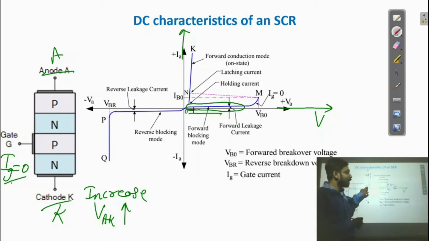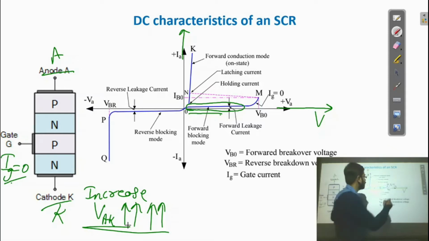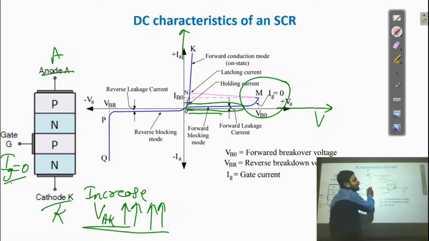But as we increase the voltage more across anode and cathode, what happens at a particular point? At this point, the voltage decreases and the current increases. That is nothing but the forward breakover voltage.